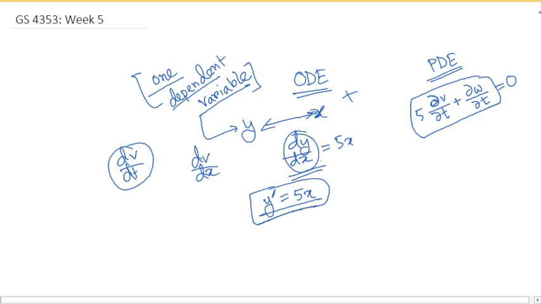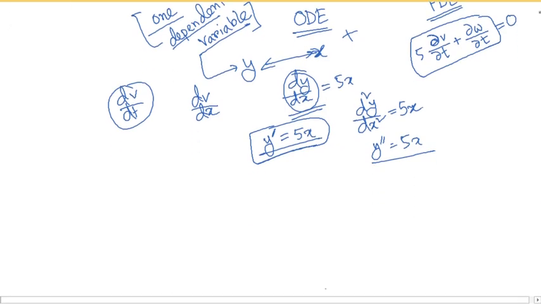If it is multiple derivatives like d2y by dx2 equals 5x, say for example this, then we'll say this is a double derivative. So the order of the ODE is 2. So these things, I hope all of you know. The main thing now we'll go to, let's go back to the slide.